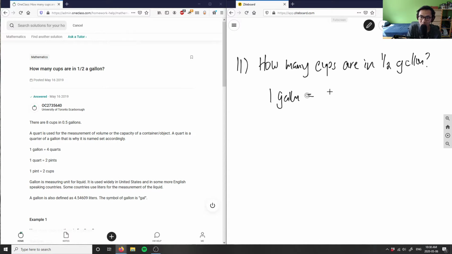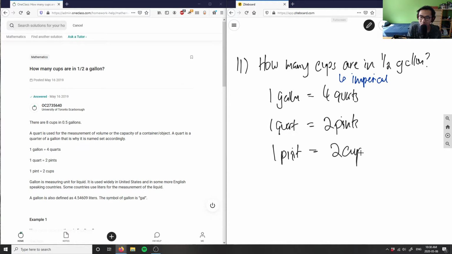1 gallon here equals 4 quarts. And again, we're working in the imperial system, right? So both these units are in the imperial system. And then 1 quart equals 2 pints. Finally, 1 pint here equals 2 cups.